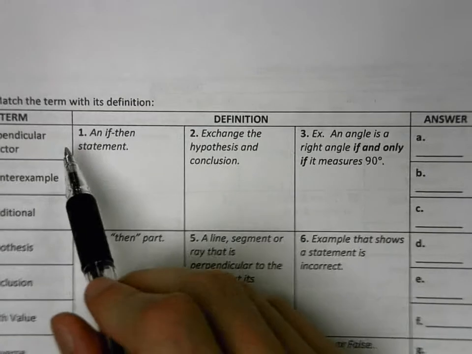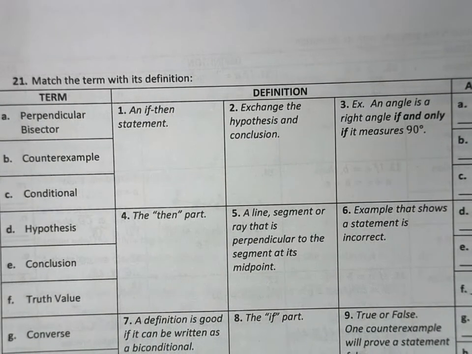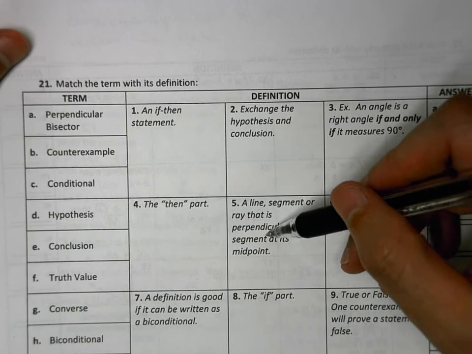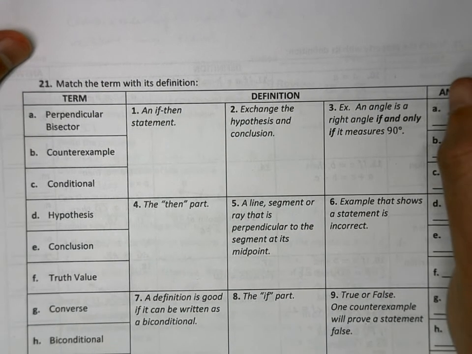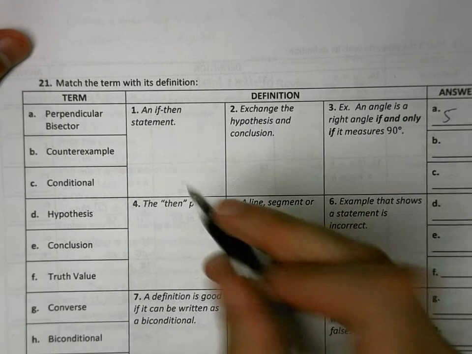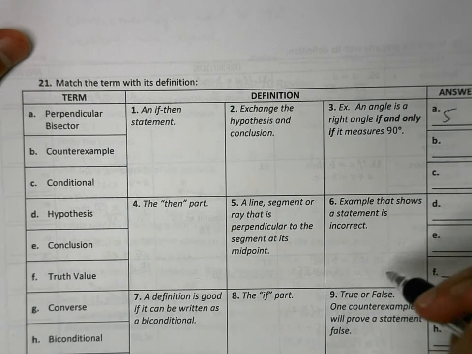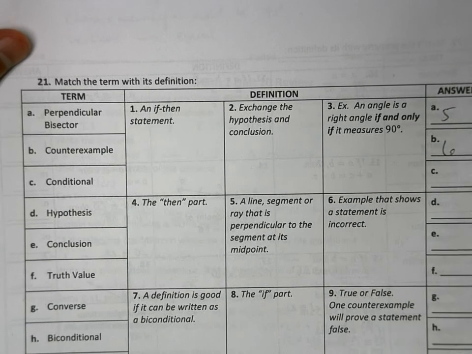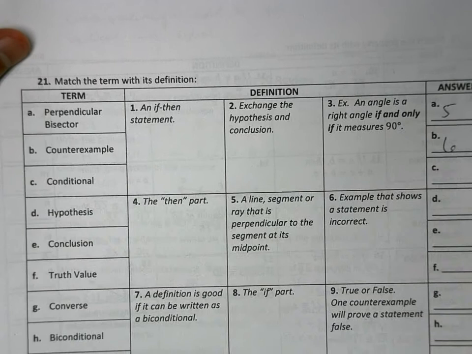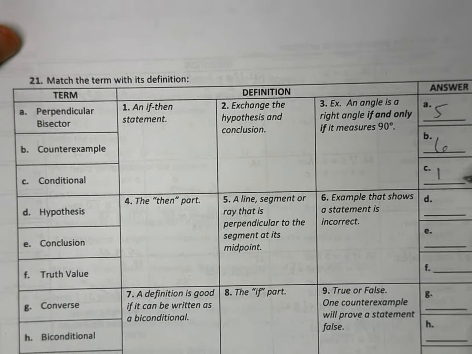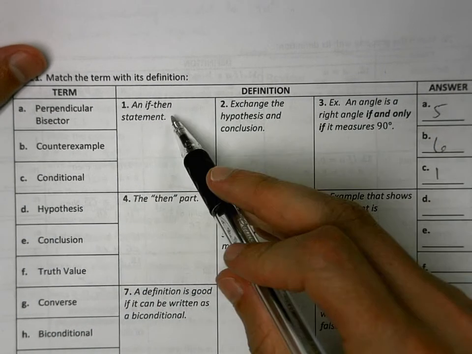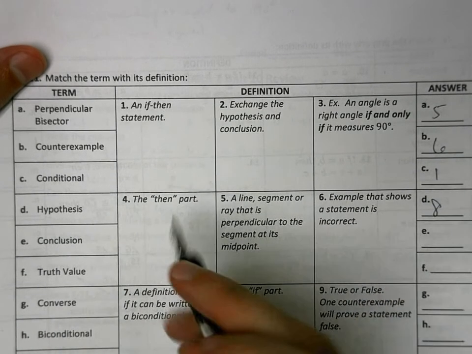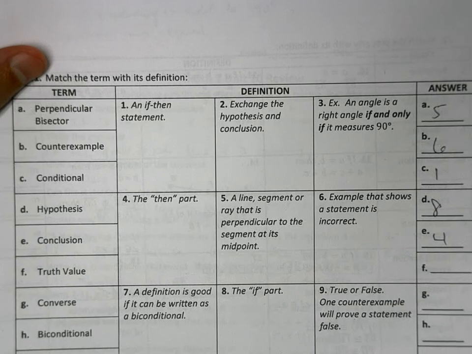Perpendicular bisector is a line, segment, or ray that is perpendicular to the segment at its midpoint. So it would be 5. Counterexample. An example that shows a statement is incorrect. That's 6. Conditional is an if-then statement. 1. Hypothesis is the if part. 8. Conclusion is the then part for a truth value.